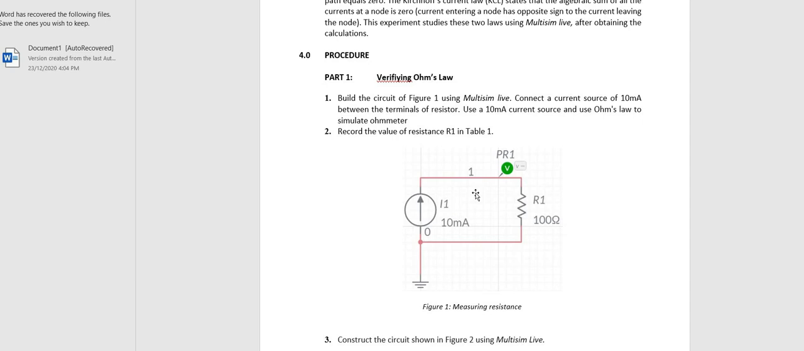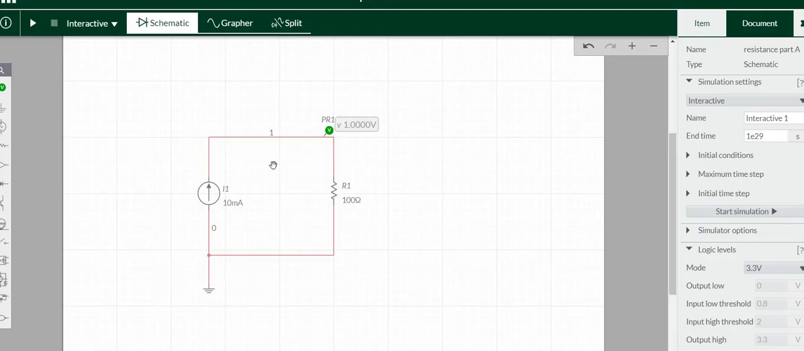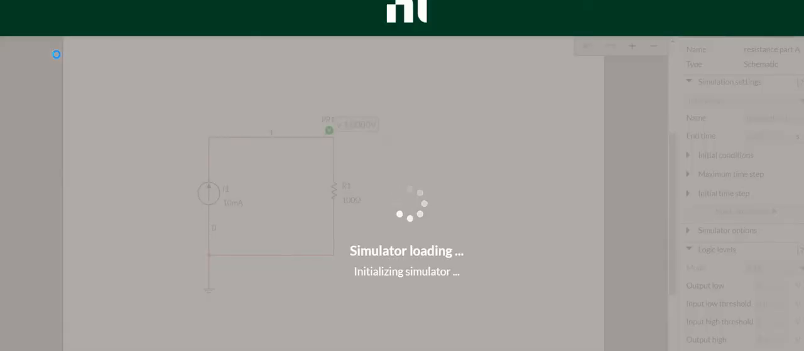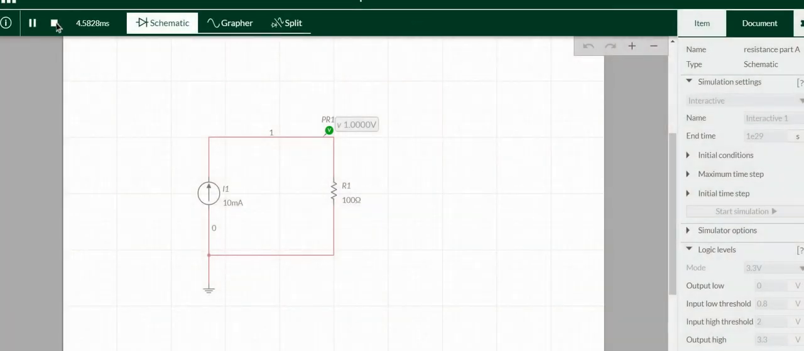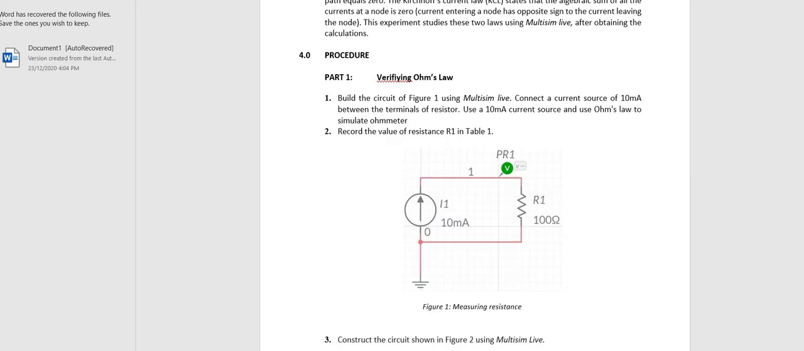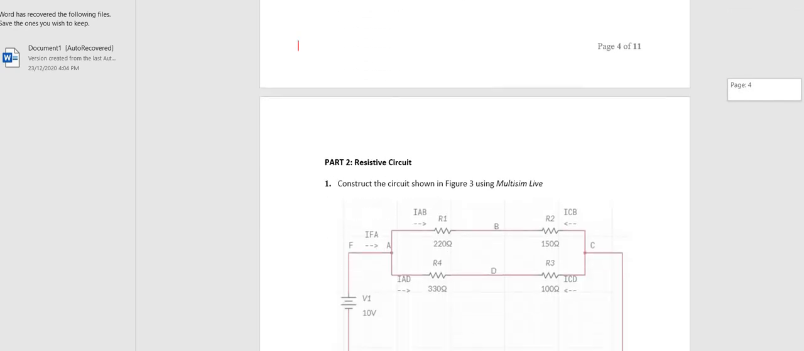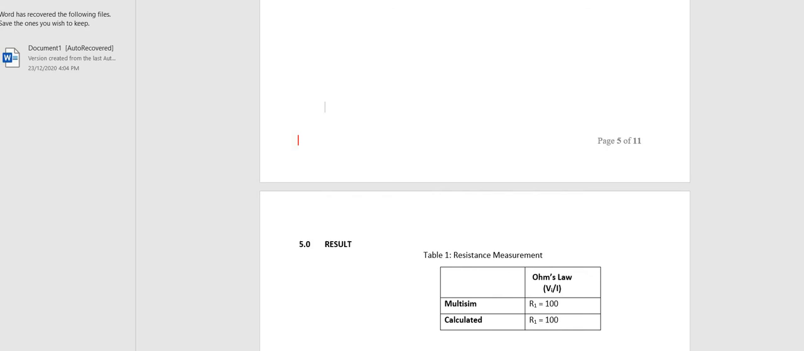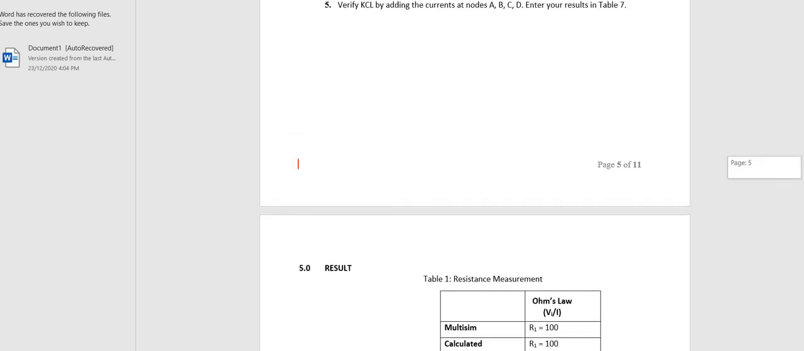In part 1, we have to construct this circuit using Multisim Live with a current source of 10 mA and a resistance of 100 ohm. This is the circuit that I constructed using Multisim Live. I run it to get the answer for resistance. Other than that, I can also use Ohm's law, V per I, to get the resistance.